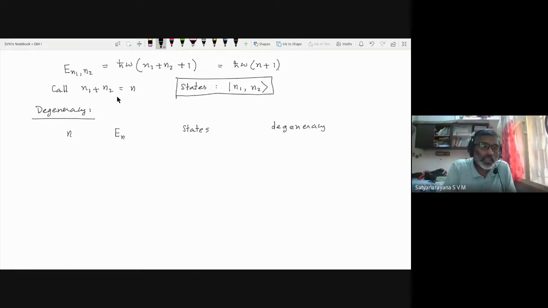So if I take n equal to 0, that means your E0 is h cross omega. Then both n1 and n2 have to be equal to 0 because n is n1 plus n2, and n1 and n2 cannot be negative. So the only state that gives you this energy is 0, 0. And that is the ground state. There is no degeneracy, so the degeneracy is simply 1.